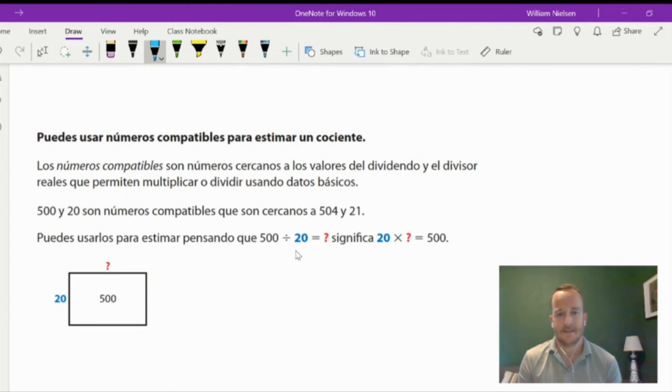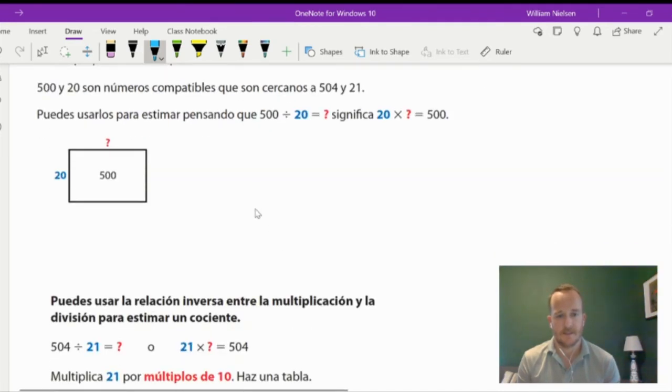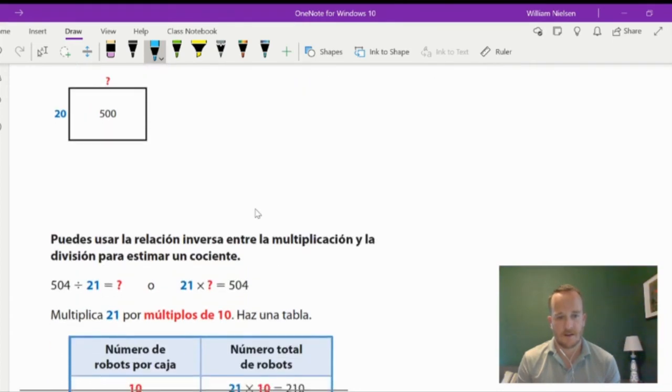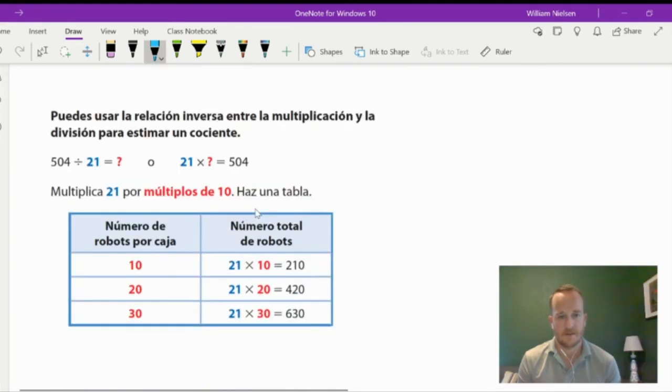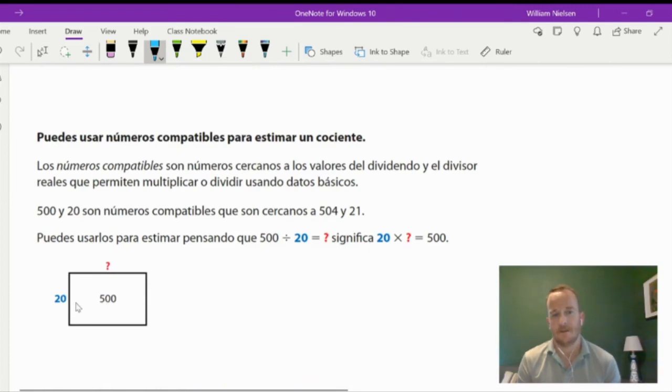500 entre 20, ¿qué es? ¿Cuántas veces va 20 en 500? Vamos a pensar, ¿ok? Puedes hacer aquí 20 por un número, es igual a 500, ¿verdad que sí? Aquí tenemos una relación inversa que podemos usar, ¿ok? Pero vamos a hacer ese primero. ¿Cuántas veces va 20 entre 500? Podemos estimar, ¿verdad? O si ustedes saben, ¿qué es 20?